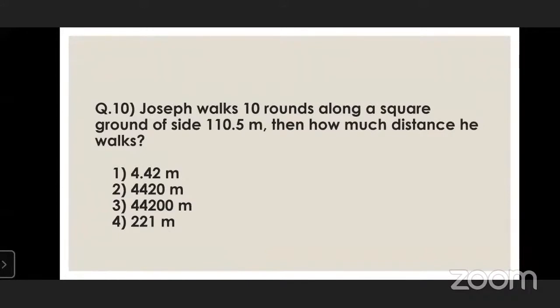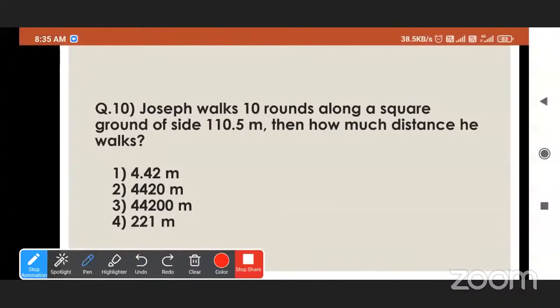Okay, now question number 10. Joseph walks 10 rounds along a square garden ground of side 110.5 meter. Then how much distance does he walk? Okay, so here he walks a square ground with the side 110.5, and he daily walks 10 rounds. So how much distance does he walk? We have to find out.